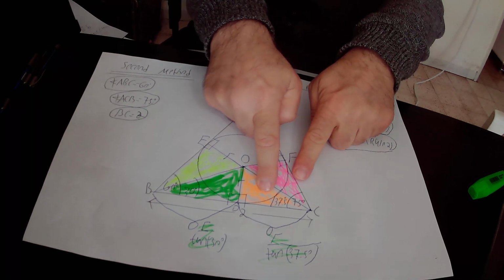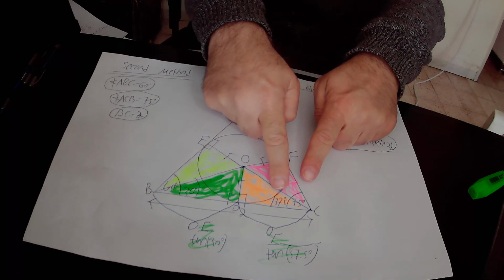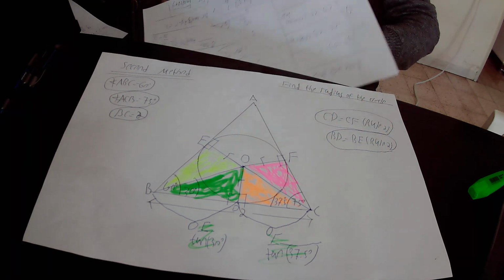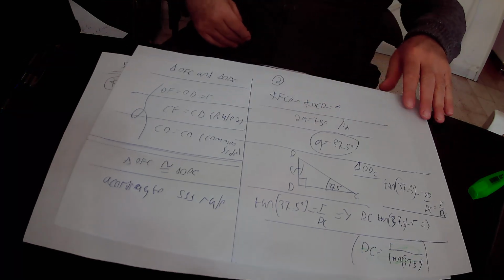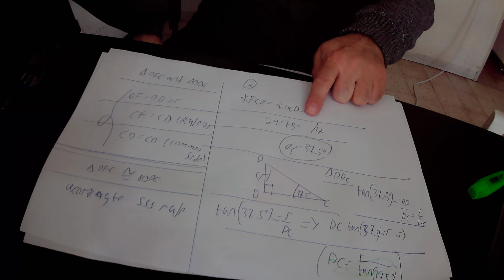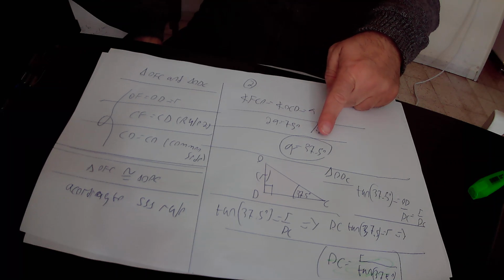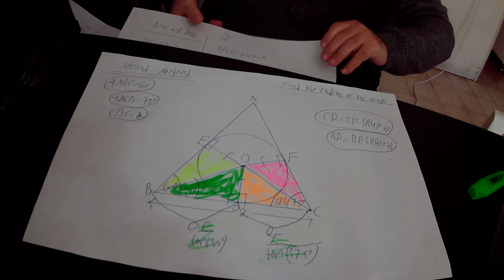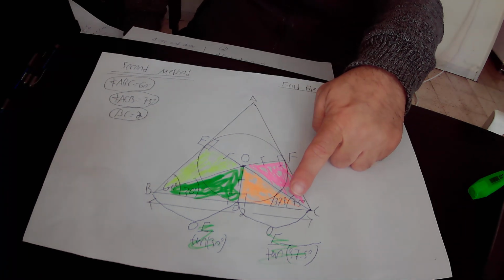So alpha plus alpha equals 75 degrees. That is to say, 2 alpha equals 75 degrees. We divided this equation by 2 and finally found out that alpha equals 37.5 degrees. So actually, this is angle alpha, and it is equal to 37.5 degrees.